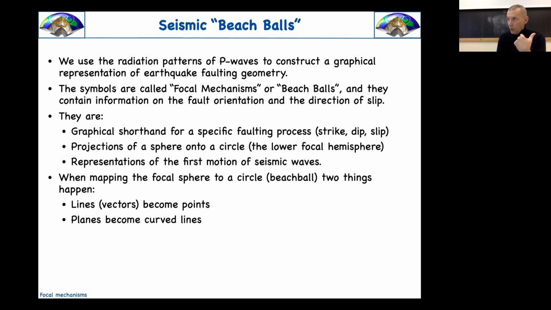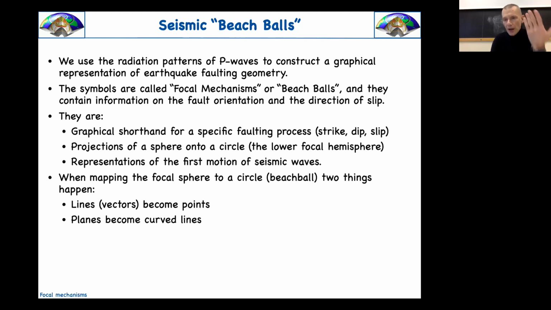Which vectors? Well, let's remember that we had a fault at the beginning. So strike, dip, and rake, or T, P, B. It's the same. Okay, those three vectors will become three points. While planes, like a fault plane, will become a line, and according to the projection, will be mapped into a curved line.